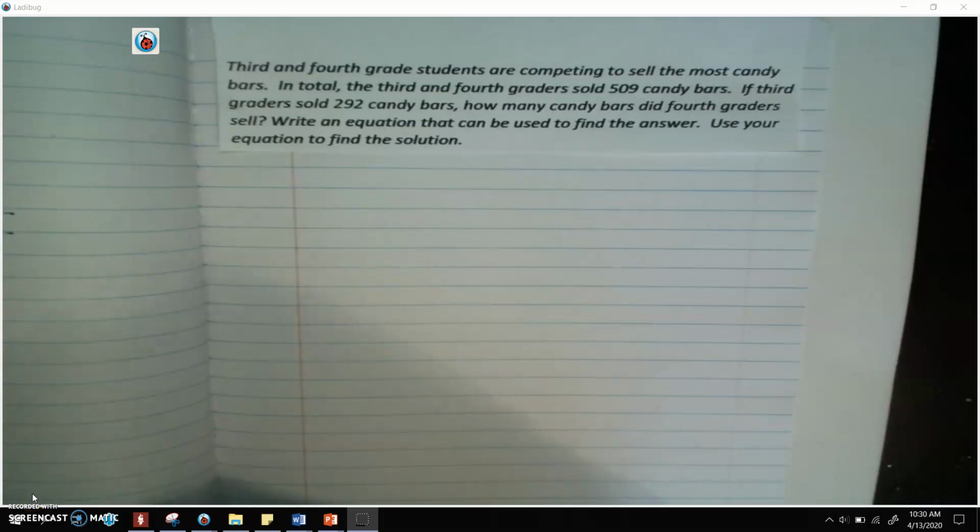We have learned how to add and subtract on a number line. Today we're going to use the process of decomposing our numbers to solve addition and subtraction problems. We have a word problem here.